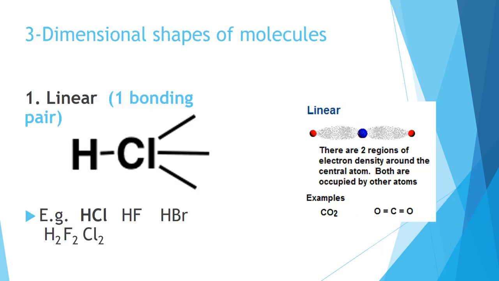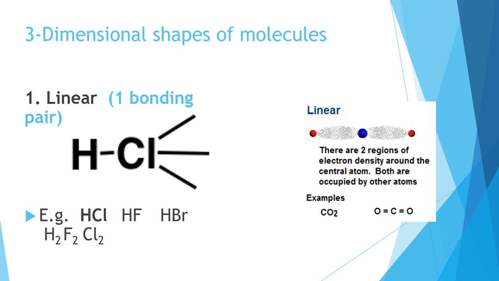So the first shape that we need to do is linear, and this is anywhere where we have one bonding pair of electrons. And we've talked about how in that linear bond, we have free rotation around here. Just a point: you can represent your non-bonding pairs as lines, but I recommend that you do them as dots instead. It just makes your diagrams a bit clearer and helps you to predict the shape a bit easier.